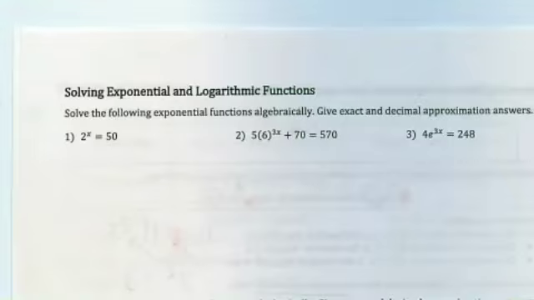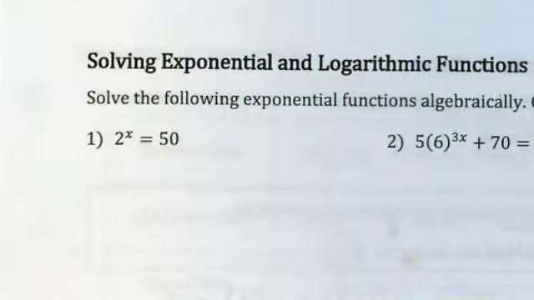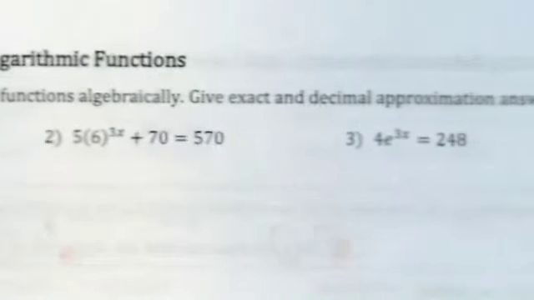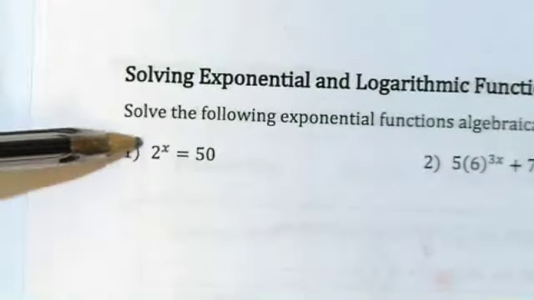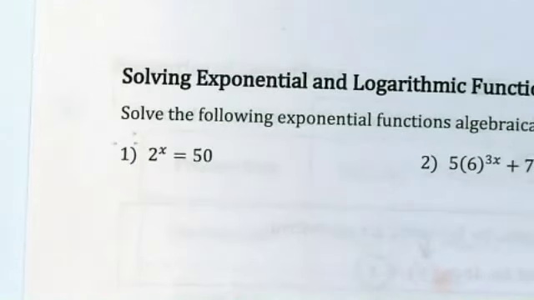So now we're going to solve the exponential functions algebraically, and we're going to give the answers in exact form and decimal form. So the problem is when we get to something like this, 2 to the x equals 50. When x is in the exponent, and that's going to be the case with all of these, we have to change the way this looks. We have to rewrite it from exponential to logarithmic form.